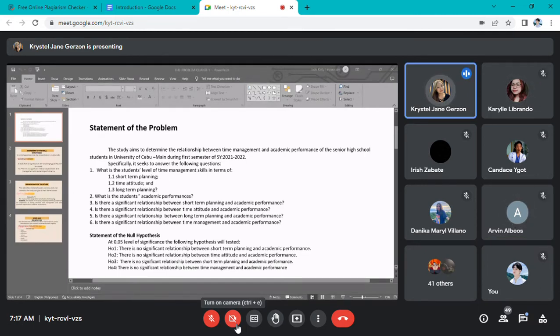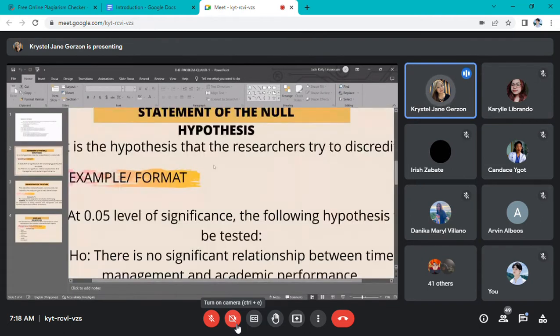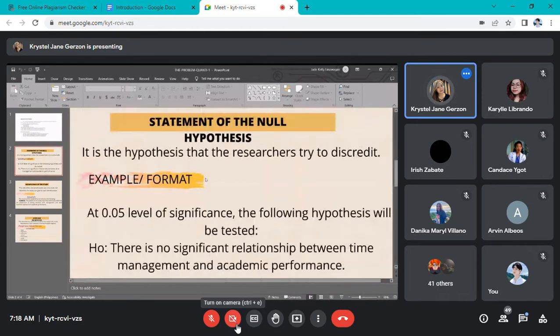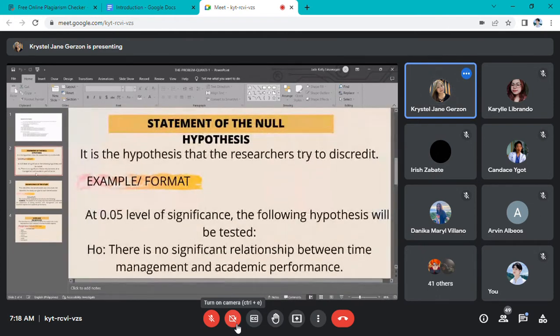All right. So when I ask you to submit the problem, for the statement of the problem part, you just copy and paste what you have in your title approval form. Of course, you have to make sure that the formatting is correct, etc. Now, next to your statement of the problem, and this is something that was not present in your qualitative research last time, is your statement of the null hypothesis.